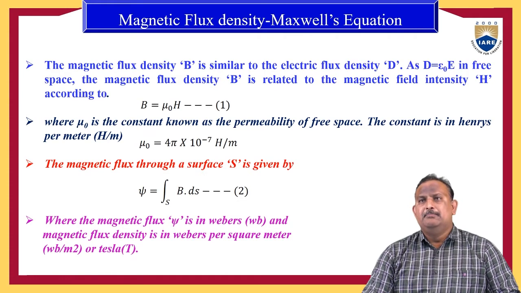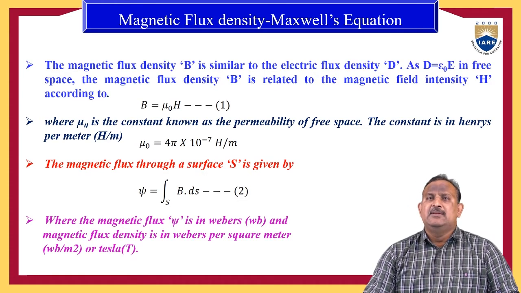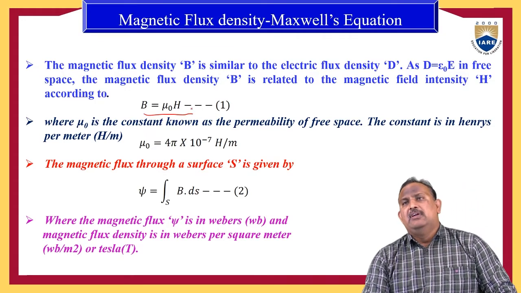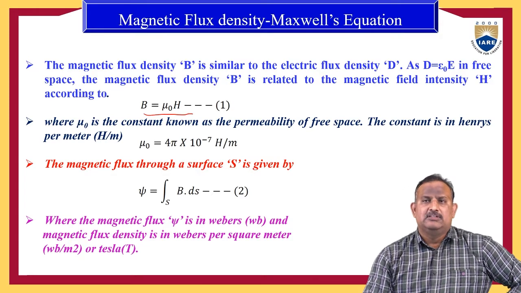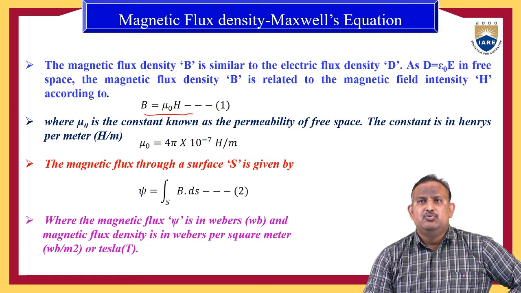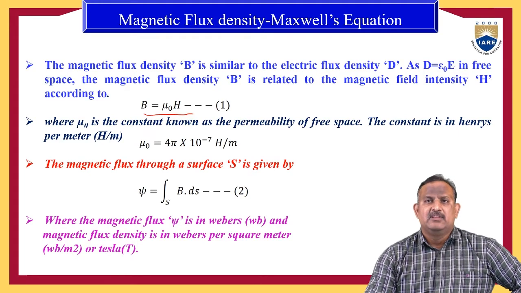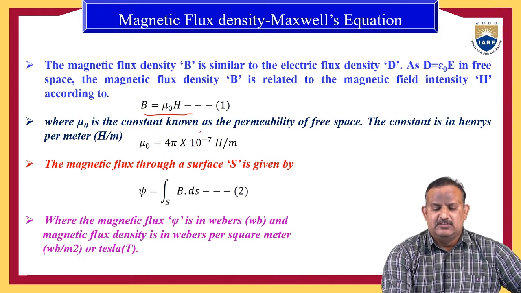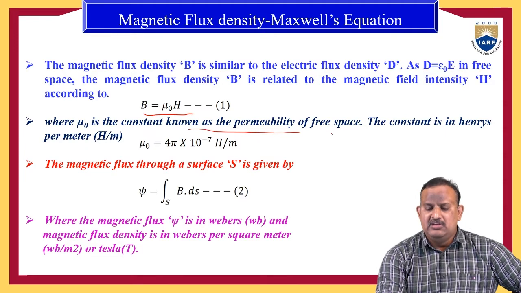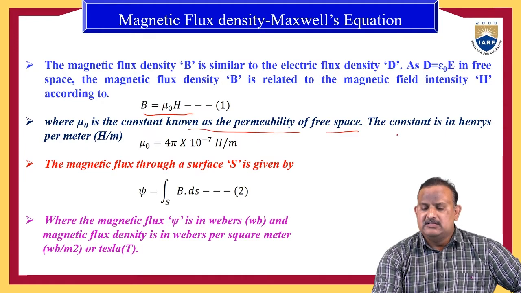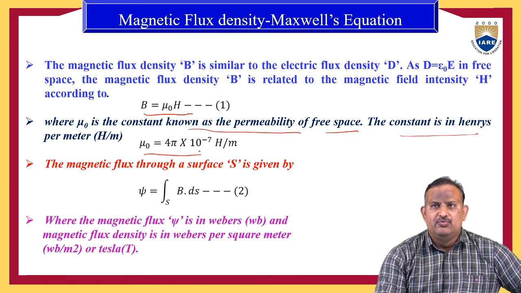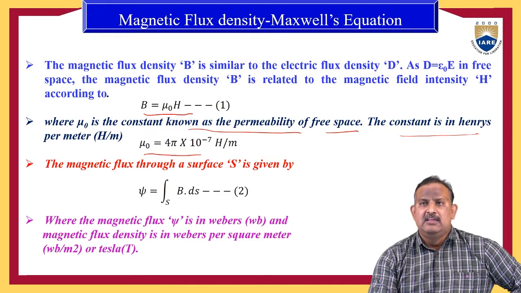The magnetic flux density B is related to the magnetic field intensity H by the equation B is equal to mu naught into H, where mu naught is a constant known as the permeability of free space. Here the constant is in henries per meter. We have the value mu naught equal to 4 pi into 10 power minus 7 henries per meter.